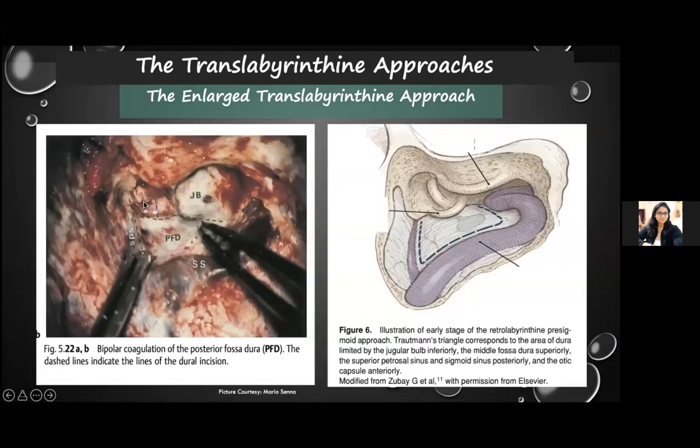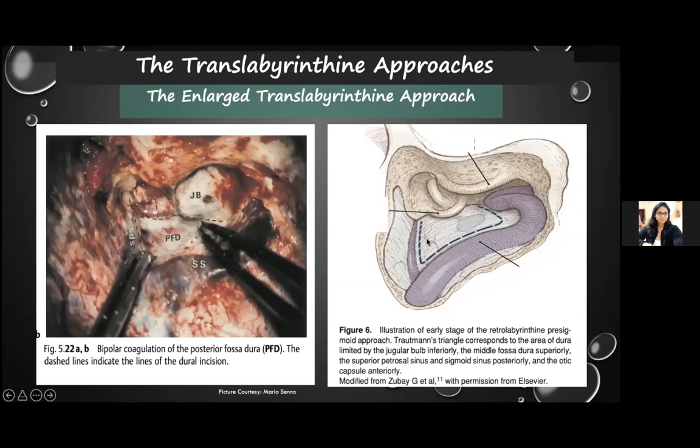Now, once we have achieved this many landmarks, the next most important point is to open the dura and enter the cerebellopontine angle. This area would be more familiar if we call it Trautmann's triangle. So what is Trautmann's triangle? It is the triangle demarcated superiorly by the superior petrosal sinus, which we can see here, posteriorly by the sigmoid sinus, which we can see here, and anteriorly by the solid angle, which is formed by the three semicircular canals. So this would be the region. This triangle is known as Trautmann's triangle.